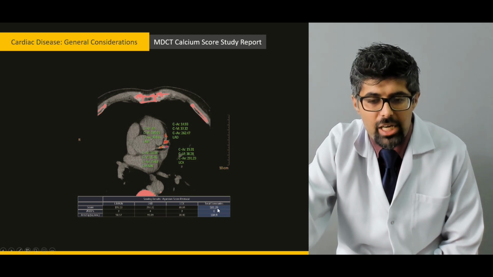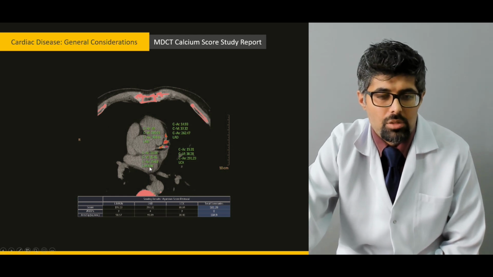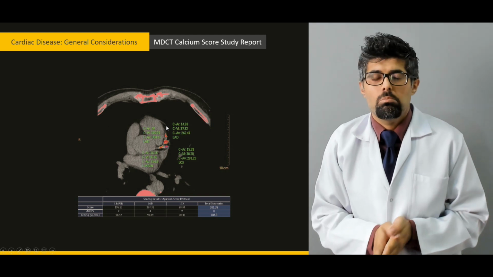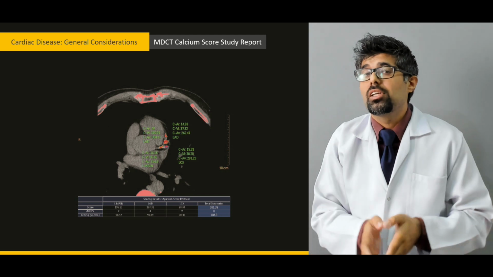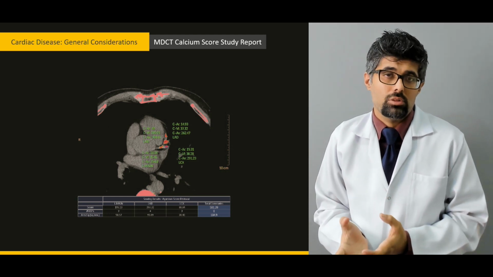That is 581.39 for this particular patient. Now, if the score is less than 40 or even 0, it does not mean that the risk is also 0. It just means the risk is reduced.